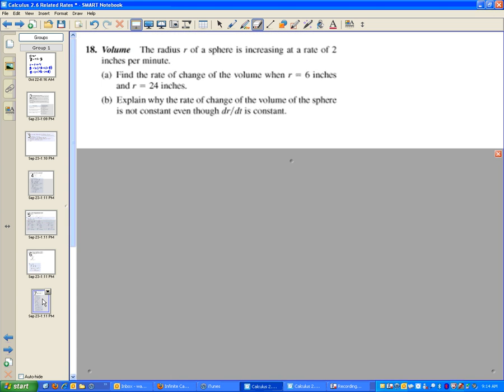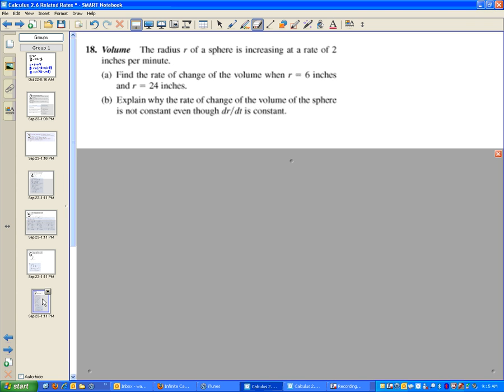Let's take a look at 18. The radius r of a sphere is increasing at a rate of 2 inches per minute. We're going to have to do two things here. First, find the rate of change of the volume when r equals 6 inches and when r equals 24 inches. So that's actually two things as our first thing. And then we have to explain some stuff. So let's do part A. Let's concentrate on part A.